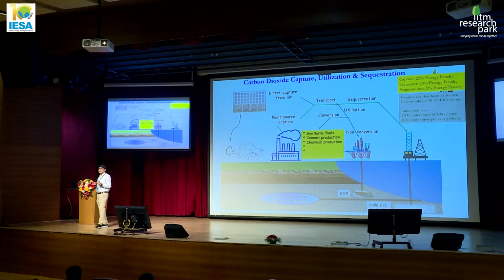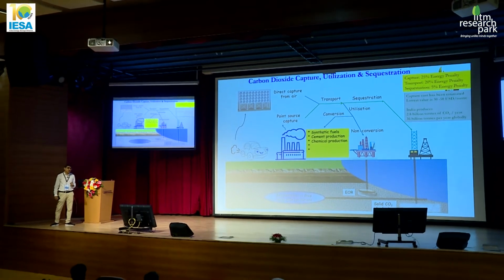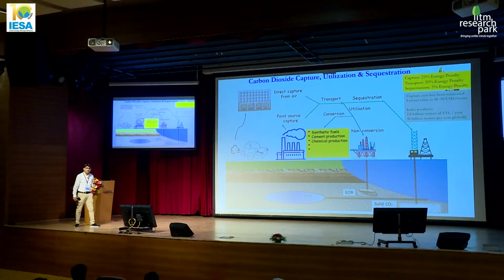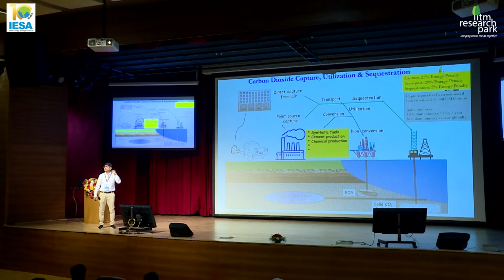So for example, a power plant which is producing 500 megawatt of electricity, just for capturing the CO2, I'm not even talking about utilization and sequestration, just for capturing the CO2, 25% of the total electricity produced will be consumed. It means a 500 megawatt plant will become a 375 megawatt power plant because the remaining 125 megawatt will be consumed in capturing the CO2.